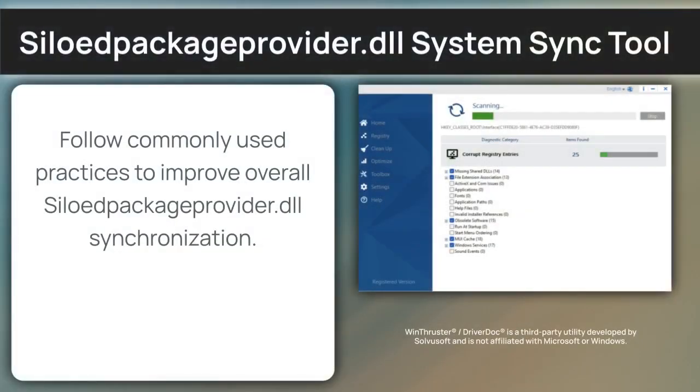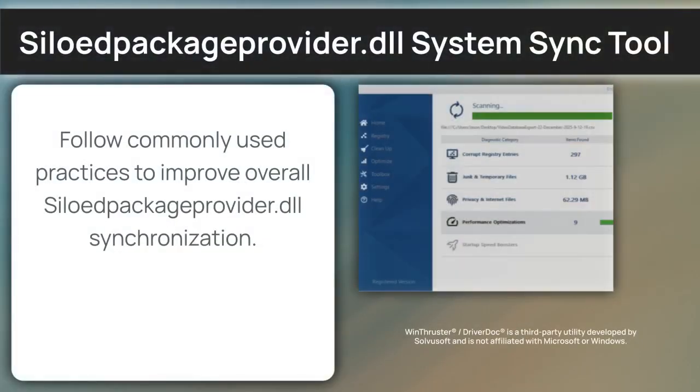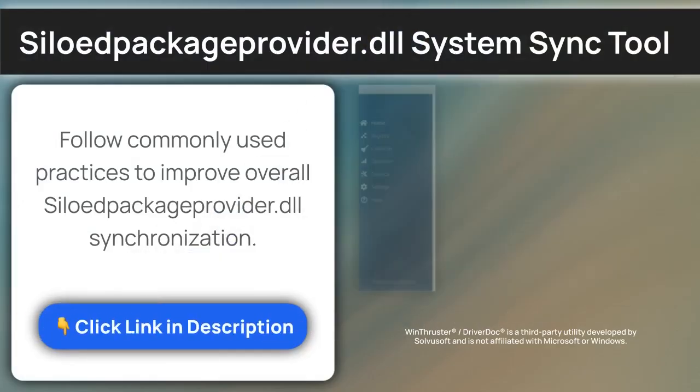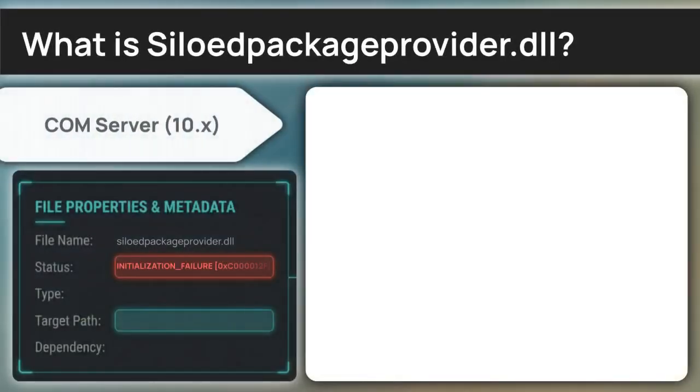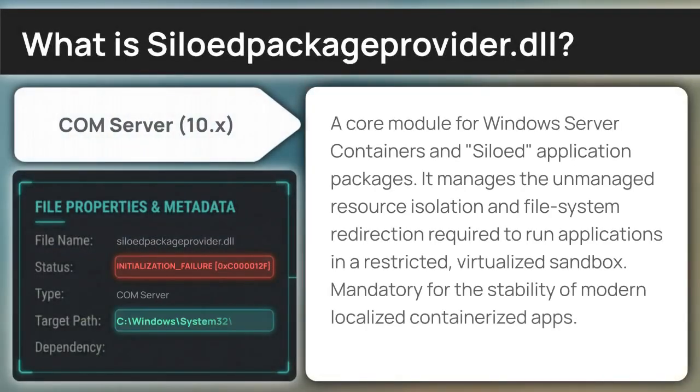As we get into the manual process for Siloed Package Provider, you can find a professional maintenance utility for environment stability. This is the Siloed Package Provider, a core module for Windows Server containers and siloed application packages. It manages the unmanaged resource isolation and file system redirection required to run applications in a restricted virtualized sandbox, mandatory for the stability of modern localized containerized apps.